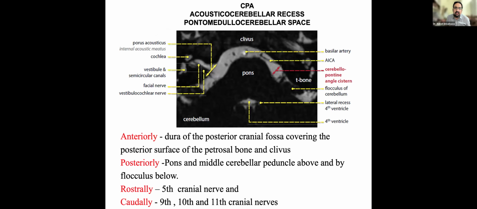So we all know that the CP angle is the acoustico-cerebellar recess of the pontomedullary space, which is lined anteriorly by the dura of the posterior cranial fossa, which is covering the posterior surface of the petrosal bone and the clivus. Posteriorly, the margins are the pons and the middle cerebellar peduncle above and the flocculus below. Above, we can see the 5th cranial nerve, and caudally it's the 9th, 10th and 11th cranial nerves. That's the lower cranial nerves.